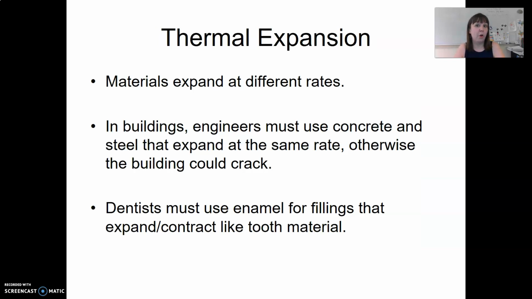So it's important to remember all your materials are going to expand and contract at different rates, even among solids and even among liquids. They're going to expand and contract differently. Copper would be different from aluminum, different from concrete, different from steel. So as an engineer, they have to look at what those materials are that they're using and think about the rate of thermal expansion. Otherwise, if you have a steel beam inside of a skyscraper with concrete on the outside, the steel expands and contracts more than the concrete. You can crack your concrete and break your building apart.